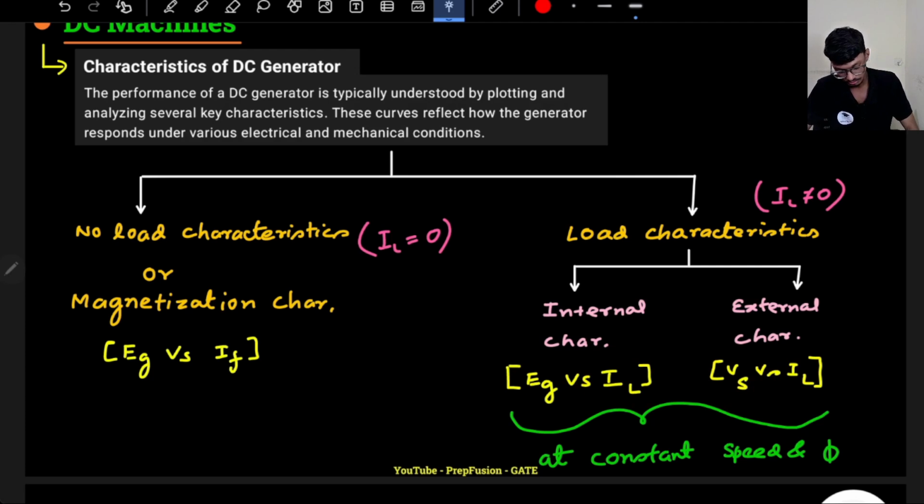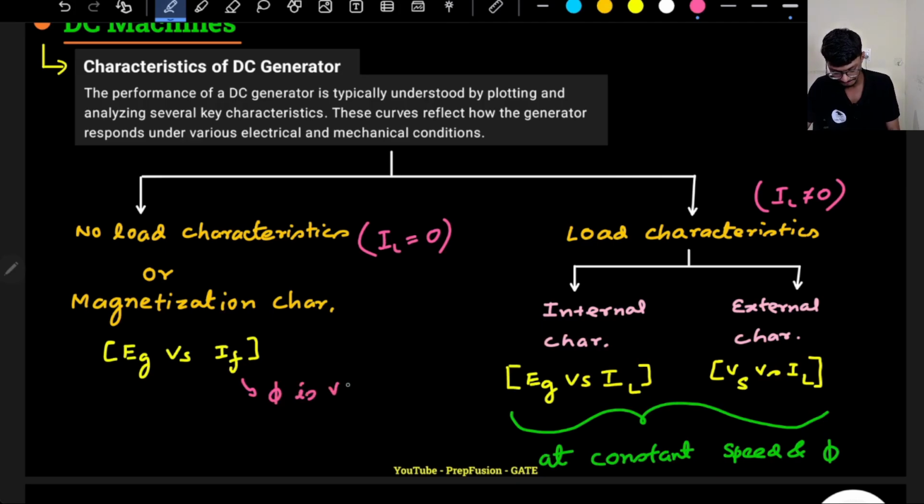Remember, these are done at constant speed and flux. We only vary the load current here. And here, as I am varying the field current, that means flux is varied, but speed is constant. Remember here speed is constant, else I will not be able to measure the variation of induced EMF. Why?